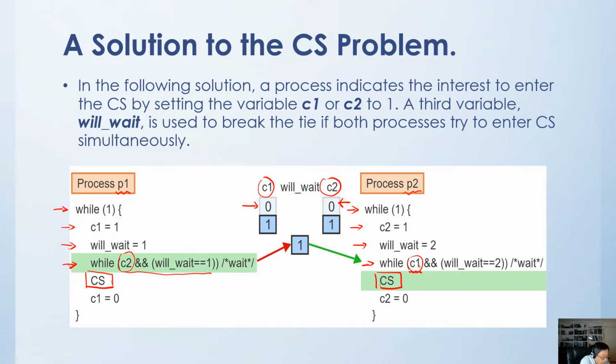Okay. So if P1 wants to enter its critical section, it will first execute C1 equals 1 and the while wait equals 1, right? So in that case, once process 1 tries to enter the critical section, C1 is set to 1.